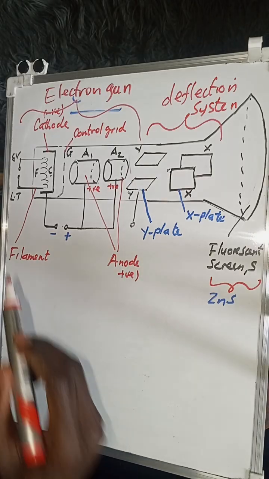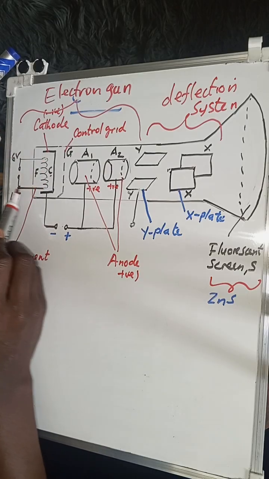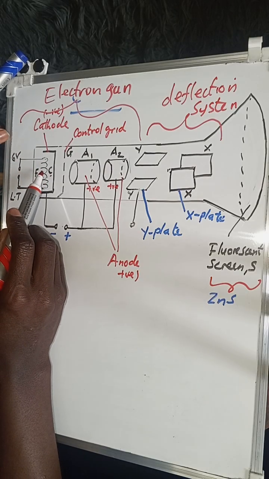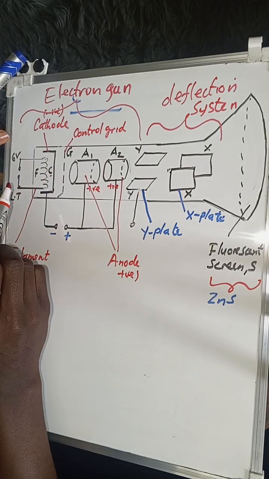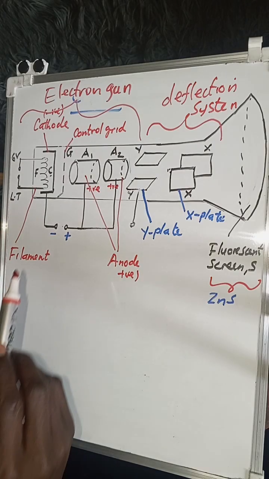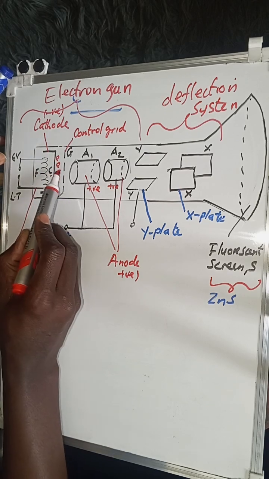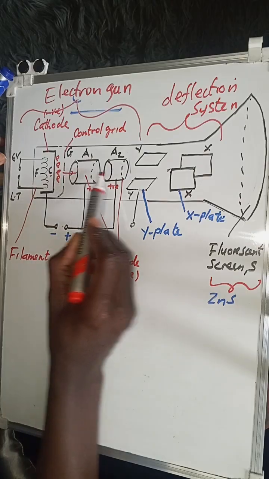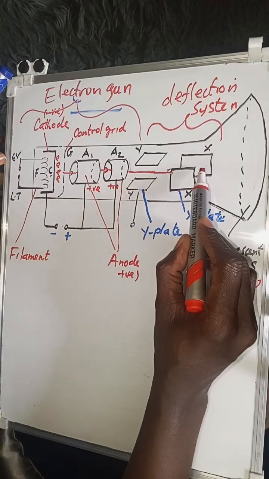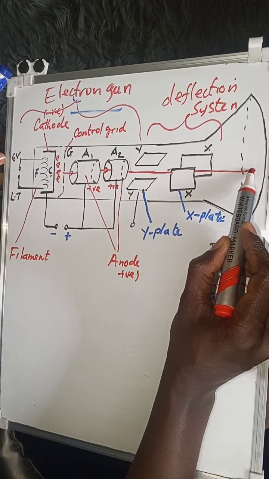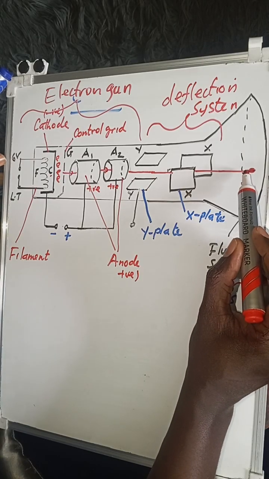Now remember what we said. Once a current is applied and passes through the filament, it gets heated up and further heats the cathode, and the cathode produces electrons. These electrons will pass through the grid, pass through the anode, then pass through the Y plate and the X plate, and therefore you are going to find that on the screen a bright spot of light is produced.